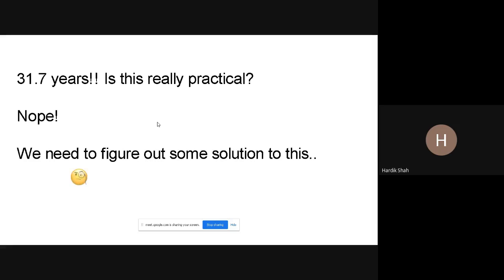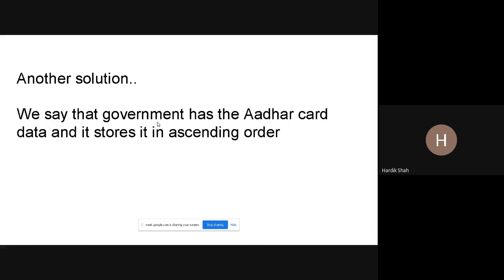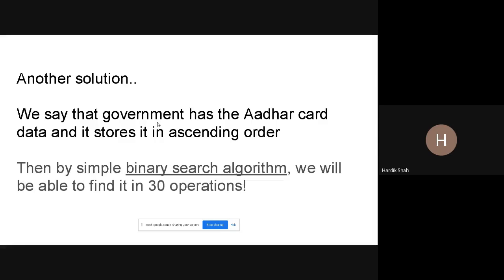One solution could be to store the data in ascending order. Now, those of you who know somewhat of CP or programming might already know where we are going with this. Once we have the data in ascending order, we can use the binary search algorithm and we will be able to find it in just 30 operations.